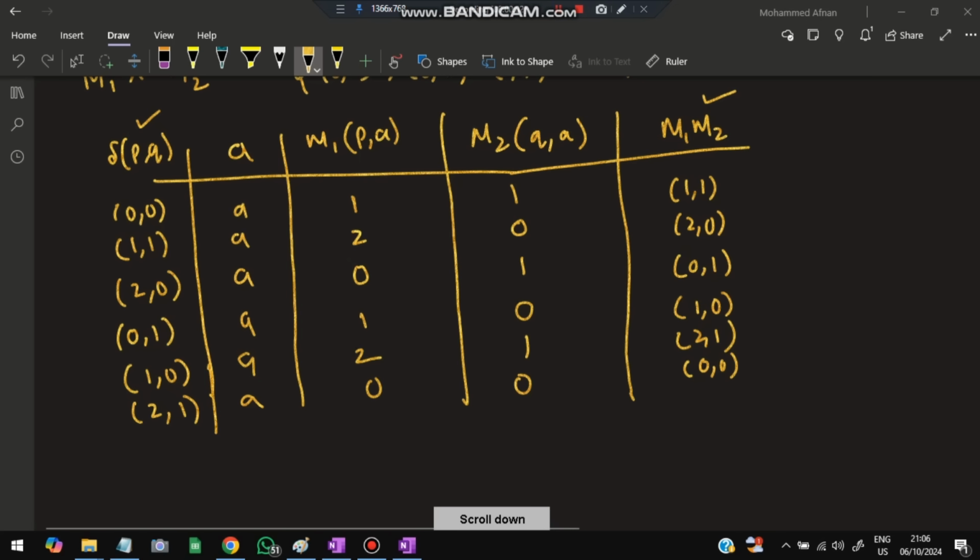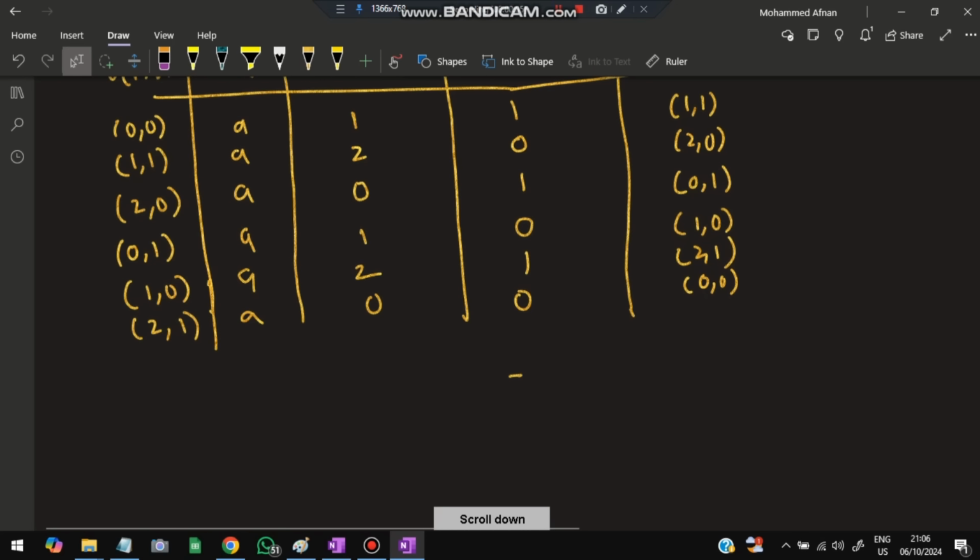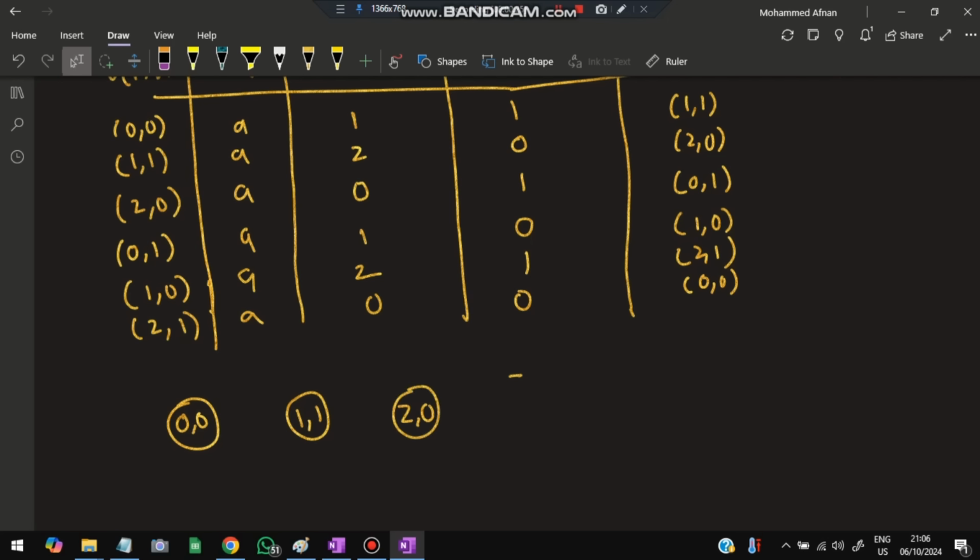So considering this table, let's have a look. So what are our states? 0, 0. This is one state here. And what is another state? The next state will be 1, 1. Okay, next state will be 2, 0. Next state will be 0, 1. Okay, any order you can write. 1, 0. And last state will be 2, 1.